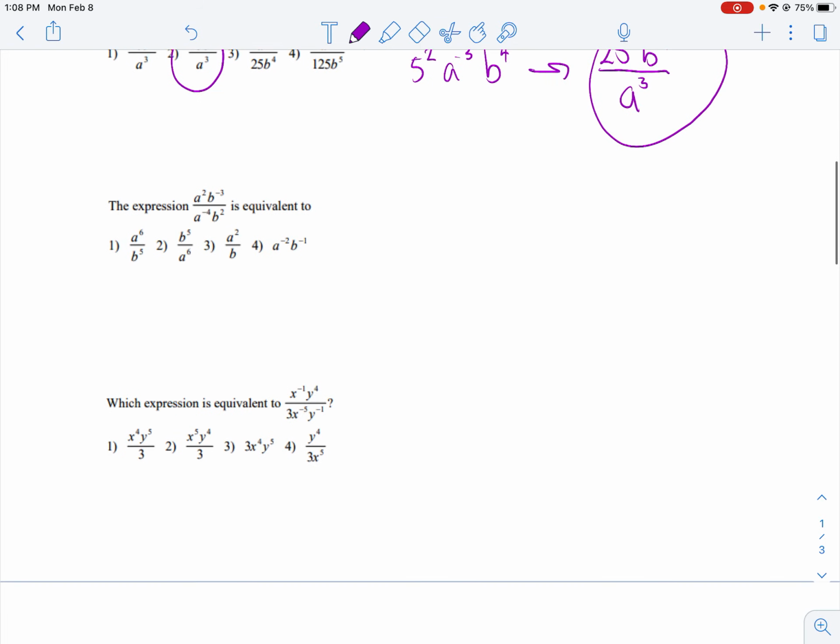Take a look at the next one. Same process, just moving values where they belong. I've got a b raised to that negative 3, so I'm going to move it up to the numerator next to that other b. And I've got an a to the negative 4, so I'm going to bring that letter all the way down to the bottom. Now we don't see any negative exponents and we've got everything in the right spot. So we get a to the 6th times b to the 5th. Do we have that answer? We sure do.